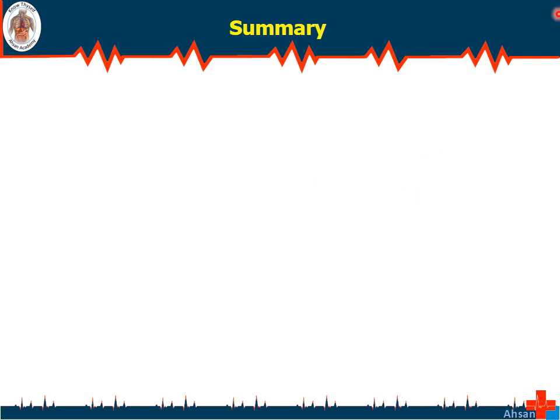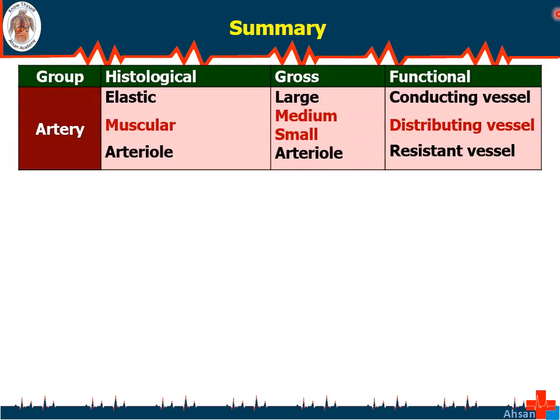So let us summarize the classification. We got 3 types of classification. Histology means observed under microscope, then gross classification, which we can classify depending on our naked eye vision, and there is another type, the functional classification, depending on the function of the blood vessel. So artery may be large artery, which is histologically elastic in nature. They are called the conducting vessels, means they carry the blood towards the periphery. They conduct the blood to the medium and smaller size of blood vessel.